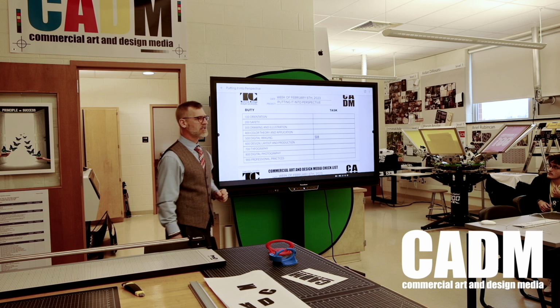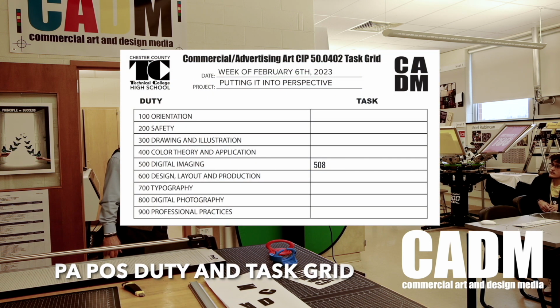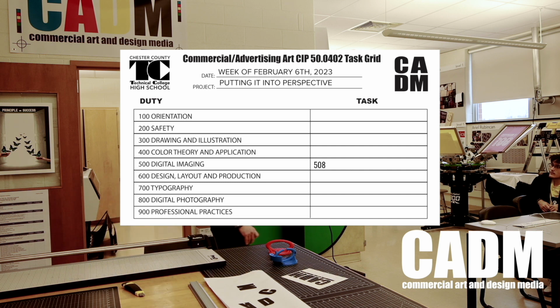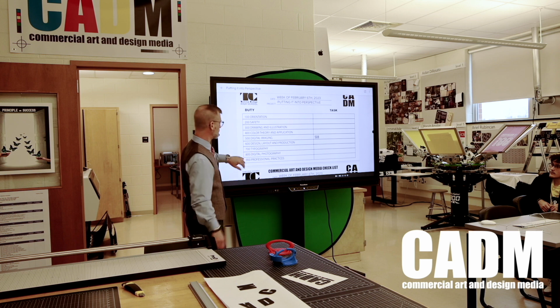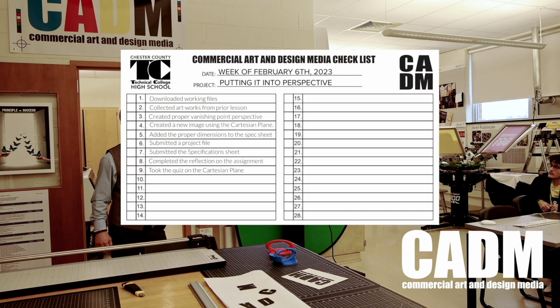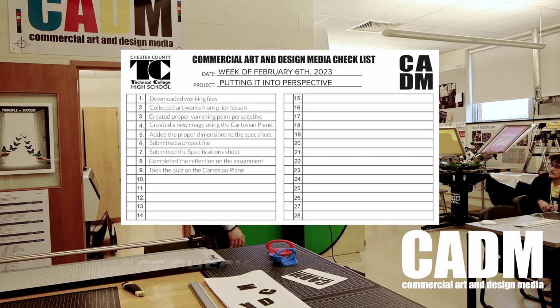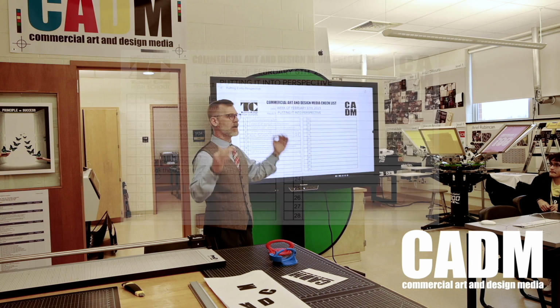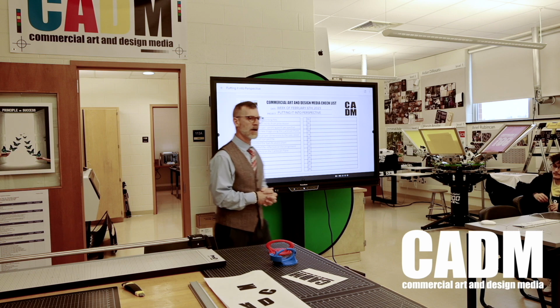We are working with task 508, which is under Duty 500, digital imaging. This is an intermediate level function of using Photoshop, a raster image program. But we're using math. All right. And last but not least, your checkpoint. Check it off as you go so you know you're not missing any details. And there you go, guys. And then we're going to go back to our seats and perform the exercise. Thank you very much.